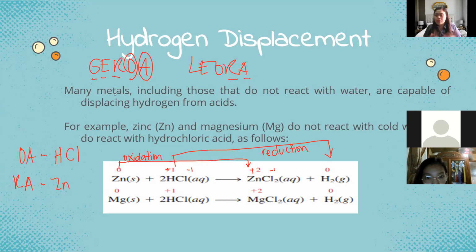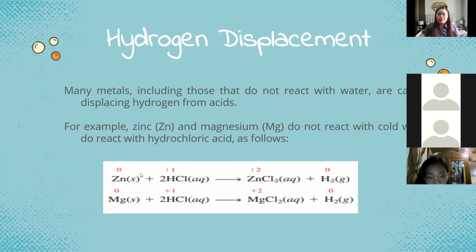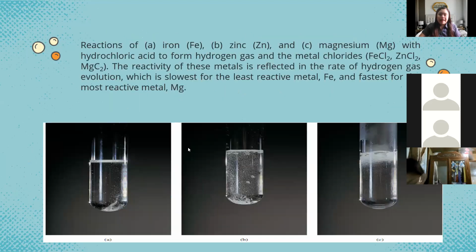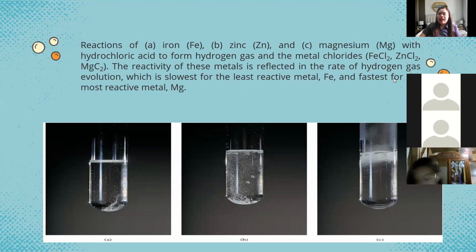You still have questions about this? Any question or clarification? Wala na ba? Always, class, do not forget, after predicting the products of the reaction, always see to it that the reaction is balanced. So we have other examples here of hydrogen displacement that we can do in the laboratory.